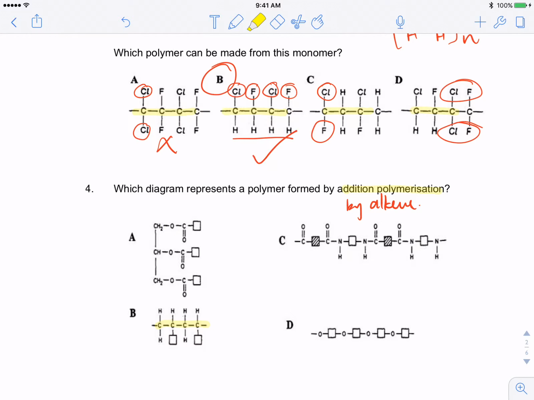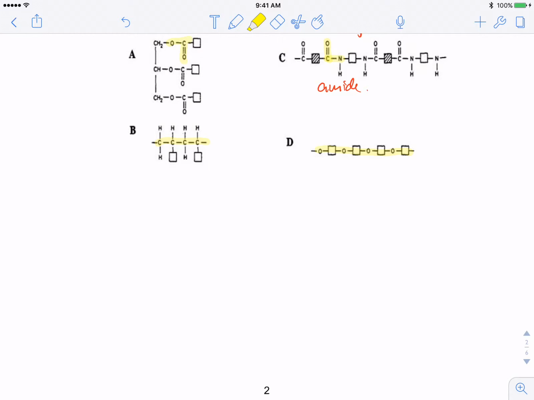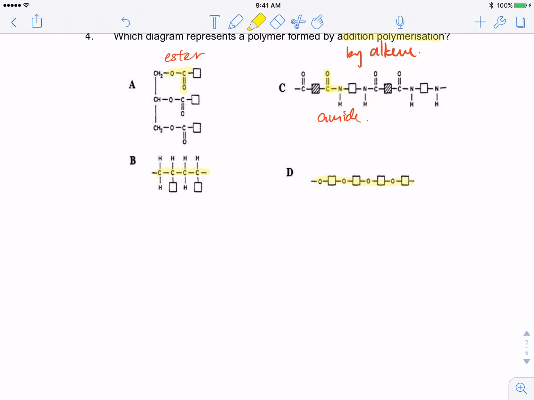How can I tell? For example, A, do you see this C=O group? This makes me know that this is an ester. This is ester linkage. Over here, I have this C=O to an N. This is an amide linkage. Then you may not know what this is, but it's not addition polymerization. Okay, for this, it's another type of reaction that you have not seen before. It's a polyether in this case.